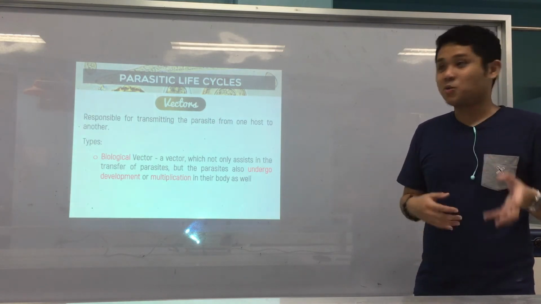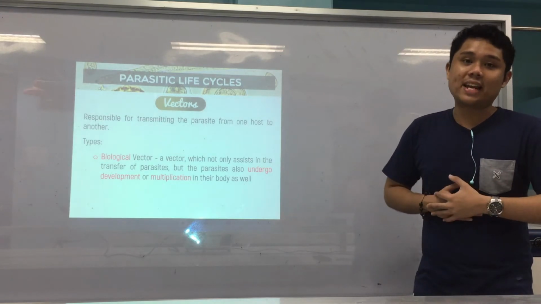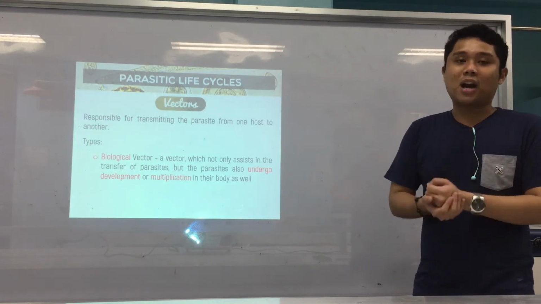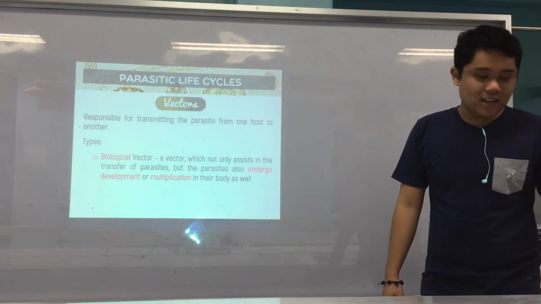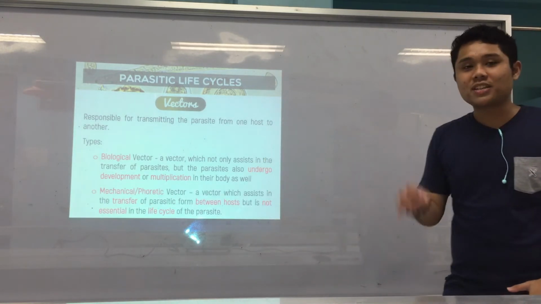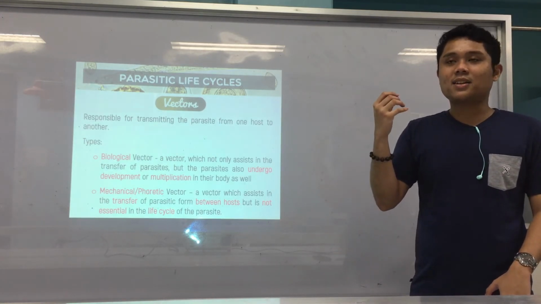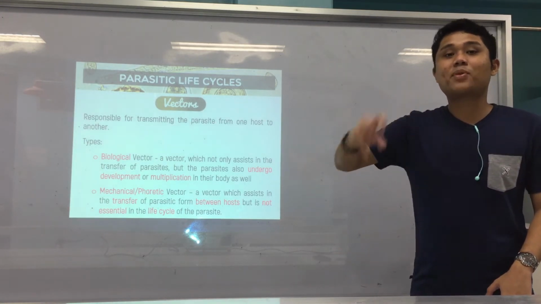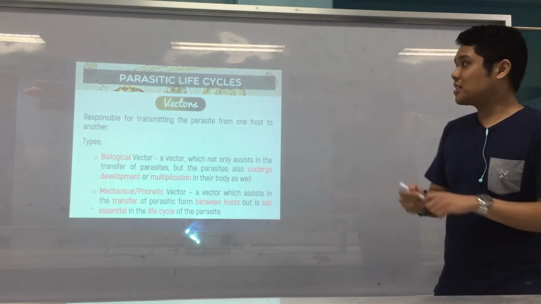They are also undergoing sexual reproduction. Yes, so development and multiplication also happens within or inside the body of the vector. Okay, that's what you call biological. Whereas another is phoretic or mechanical. When you say mechanical or phoretic, it's a vector wherein it only carries the parasite wherever it goes. A very good example is cockroach.